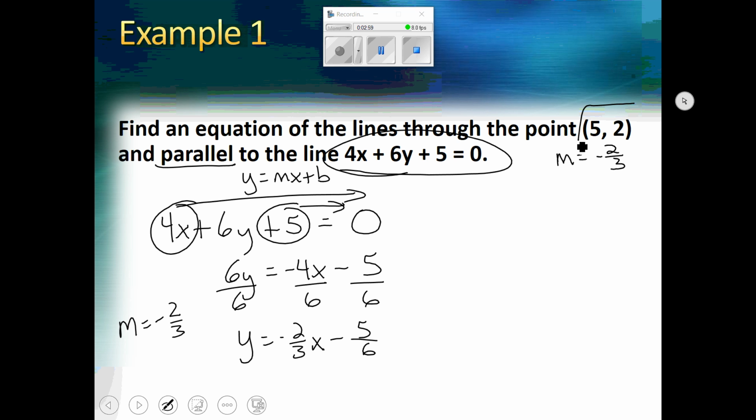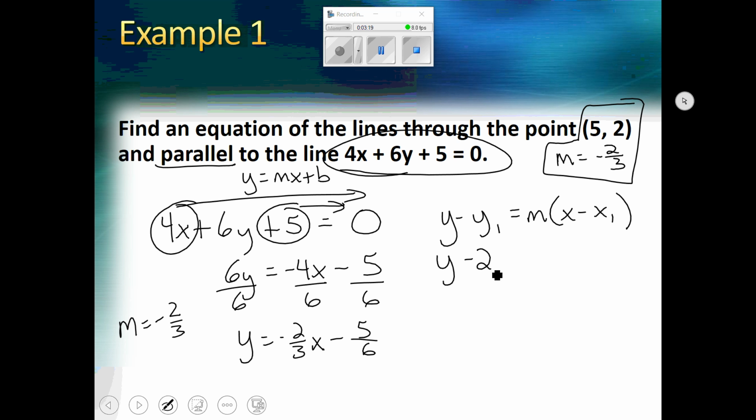So my question is, what do you have now? You have a point, you have slope. Say it again, point, slope. That means you're going to plug into the point-slope formula. Okay, so when we plug in, y minus the y, which is 2, equals our slope, which is -2/3, times (x - 5). Okay, this is in point-slope form now, but I'm going to have you take it to slope-intercept form. Okay, so we need to work this out.